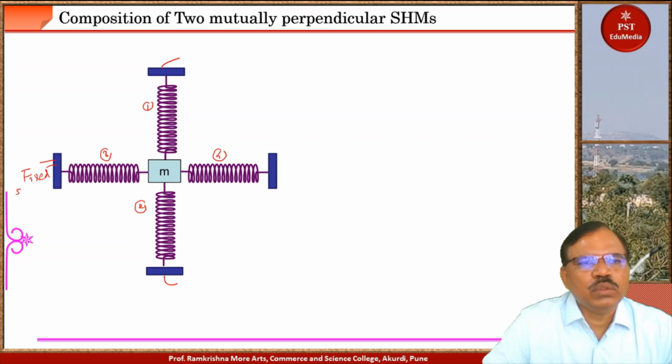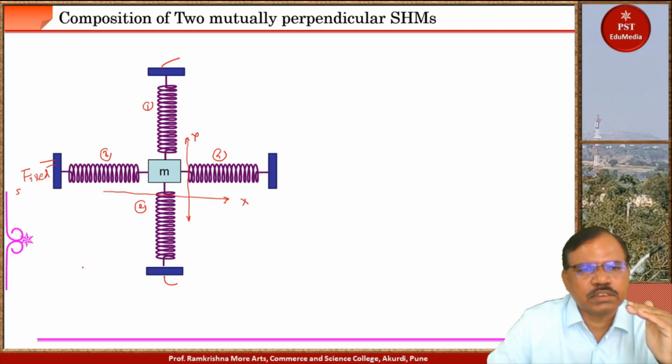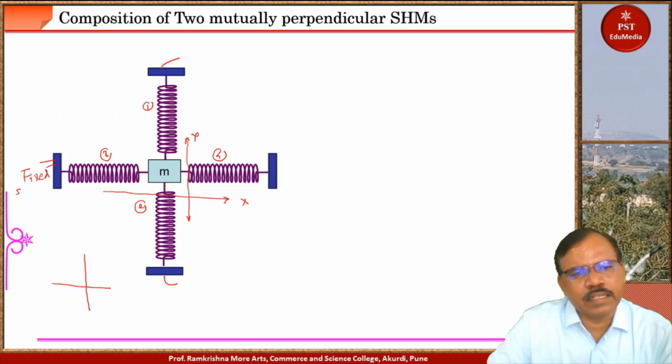So what happens, due to first and second, simple harmonic motion will act along the y-axis, and due to third and fourth, simple harmonic motion will act along the x-axis. So we have two simple harmonic motions. One is acting along the y-axis and another acting along the x-axis. So this is the x-axis, this is the y-axis.